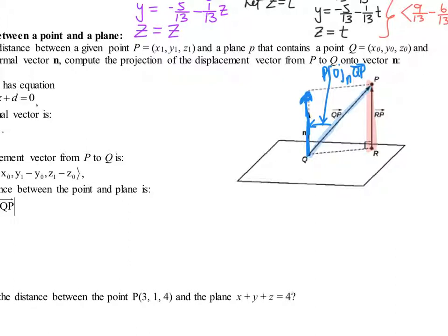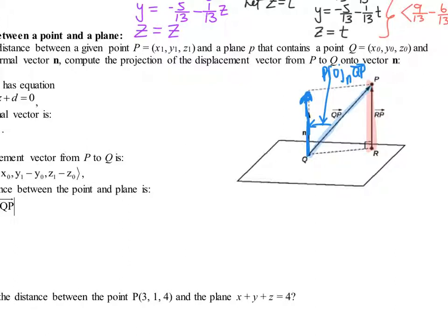That length, this length over here, might not seem meaningful until you realize opposite sides of a parallelogram are congruent. So if I know this length here, then I know this length here. And that's the one I need. So if I can find the component of QP acting in the direction of n, then I will have the distance between P and the plane, the shortest distance between P and the plane. So that's the conceptual piece. I'll get into the proof next class.